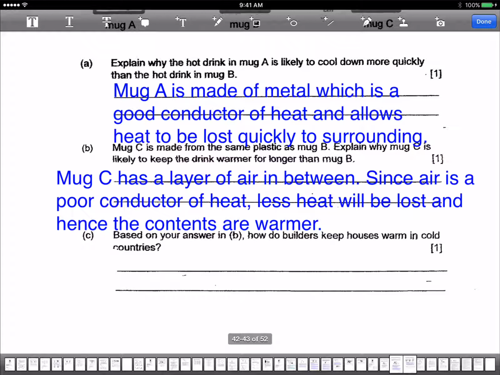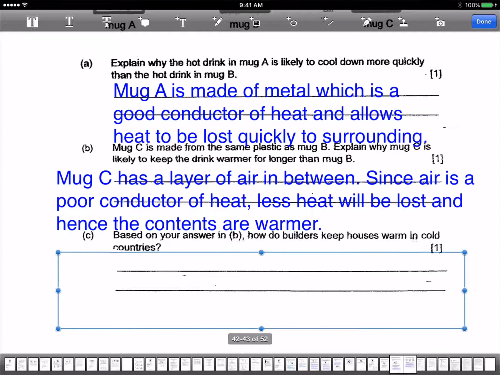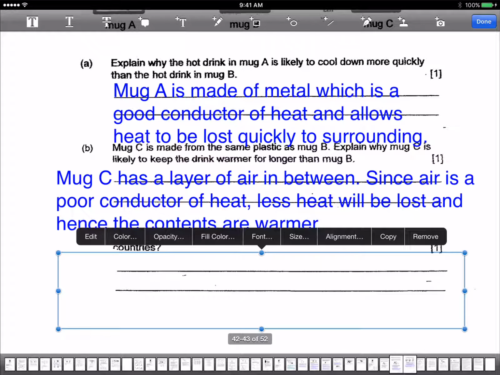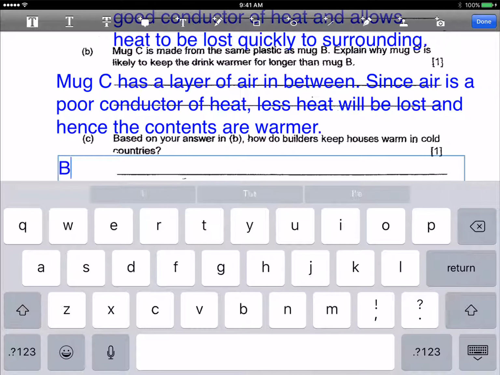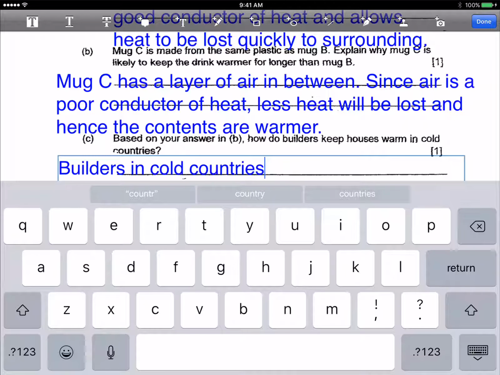So based on your answer, how do builders keep houses warm in cold countries? Monisha? How do you think builders keep houses warm in cold countries? Based on our answer, what can the builders do? Air, yeah, in the walls, right? So builders just say they build houses with air spaces. Every house has air space. Which house doesn't have air space?